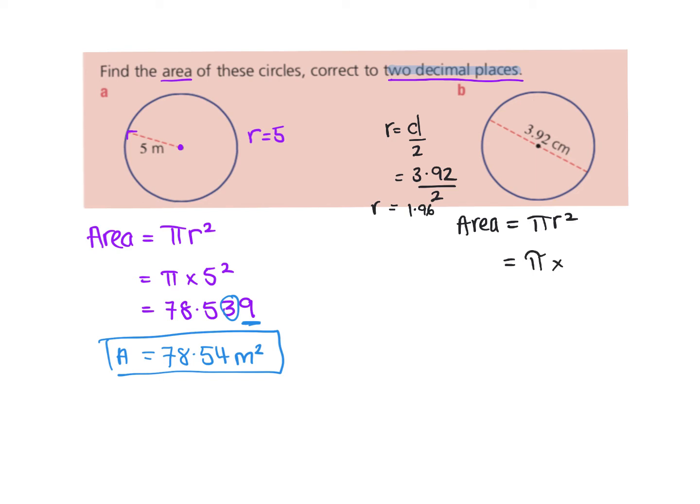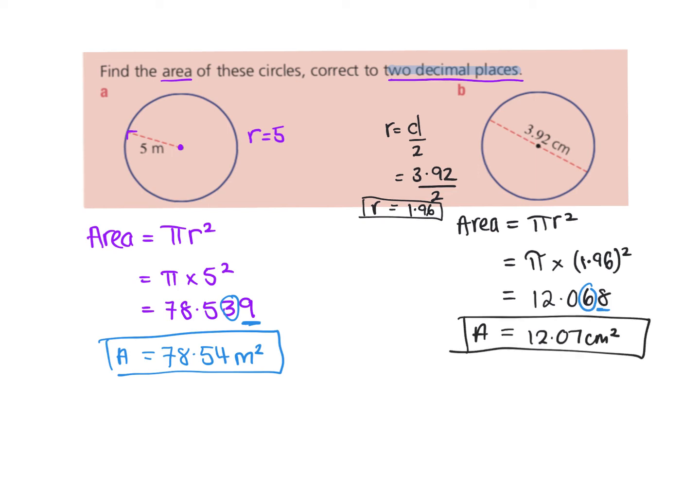So pi times 1.96 squared. You don't have to put it in brackets. Your calculator handles it. I'm just doing that so you're very clear that you're squaring that number. Okay, so pop it into your calculator. I end up with 12.068. I'm going to round because I want 2 decimal places. I look at this. This is above 5, so this will go up. So my final answer will be 12.07 centimeters squared. Beautiful. There's my final answer, and I've got full marks.